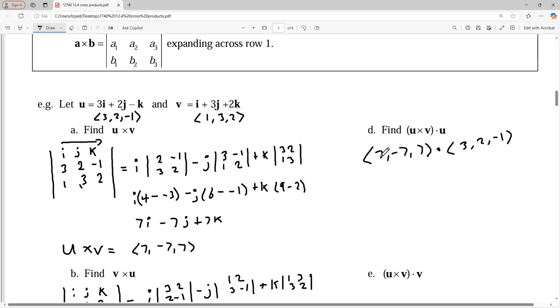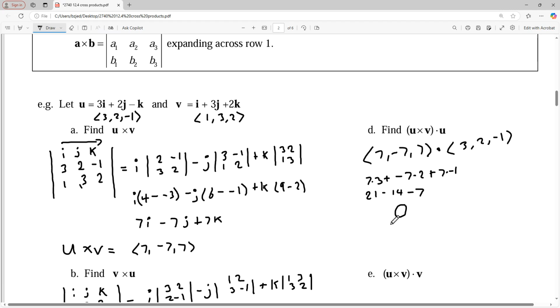Well, it's been a while for dot product, but as a reminder, it kind of works like matrix multiplication. We're going to do the first one times the first one, plus the second one times the second, plus the third one times the third one. So I'm going to go 7 times 3, plus -7 times 2, plus 7 times -1. 7 times 3 is 21, minus 14, because that was -7 times 2 is -14, and 7 times -1 is -7. Well, wait a minute. 21 minus 14 minus 7, this whole thing works out to 0.